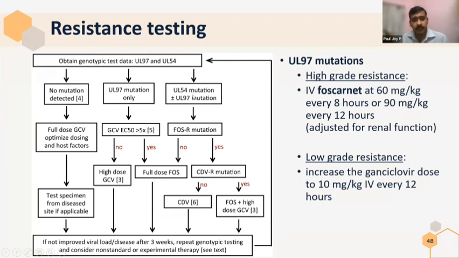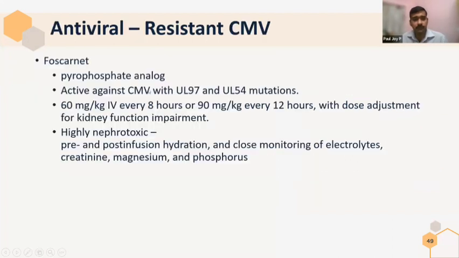And in the presence of UL54 and UL97 mutation, before continuing foscarnet, it is ideal to look for foscarnet mutation. And if there is no evidence of such mutation, foscarnet can be continued. And if there is a mutation to foscarnet, then cidofovir has to be continued. And despite all this, if the patient is not responding, you can shift to non-standard or experimental therapy.